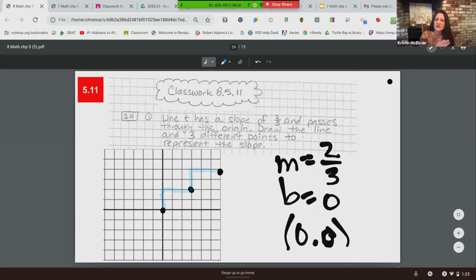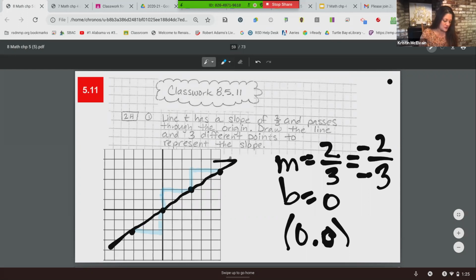I want to remind you that we can also go backwards. So 2/3 is equal to -2 over -3, because negative over negative is a positive. So when we do that, we can actually go backwards. Okay, so then we're going to go down 2, backwards 3. So you can go that way as well. Draw our line to connect, with of course arrows at the end.